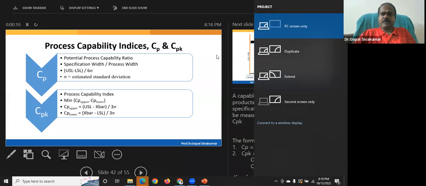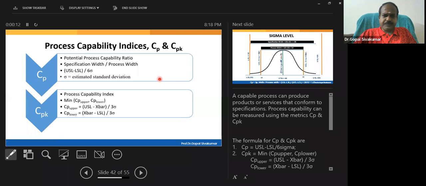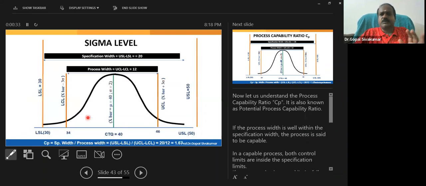Yes, okay. So this is the formula for CP: USL minus LSL by 6 sigma. You know USL, you know LSL, you know sigma. But CPK, this is the formula. In order to understand CPK, you must understand CP upper and CP lower. You should also know why we require these two things, right? For that, let me take you through.